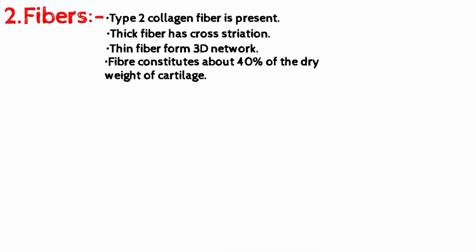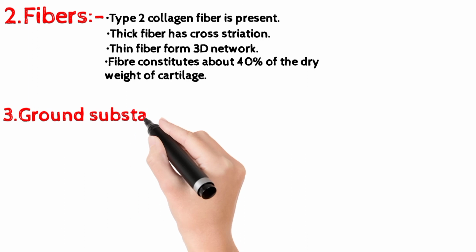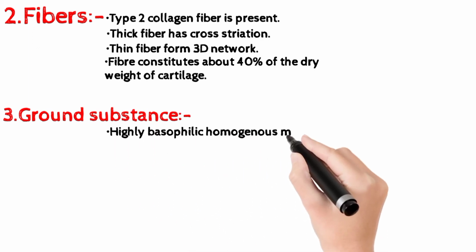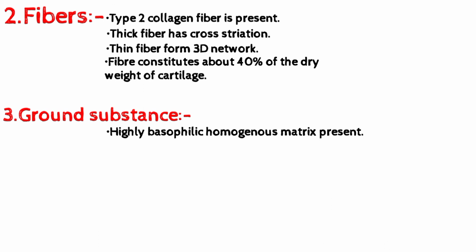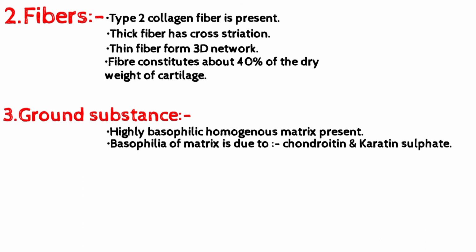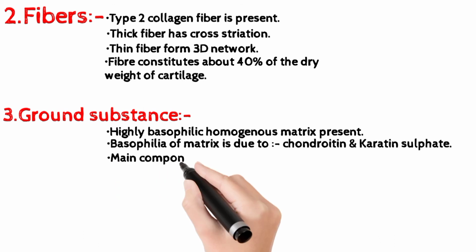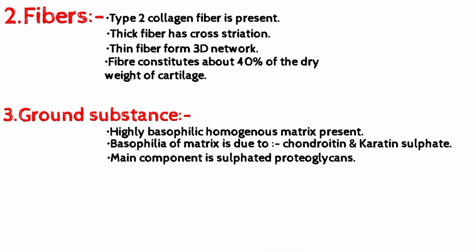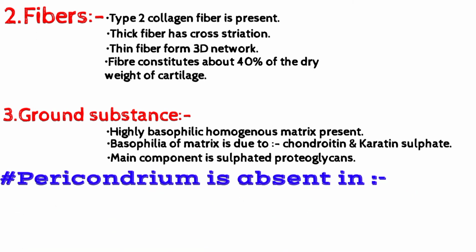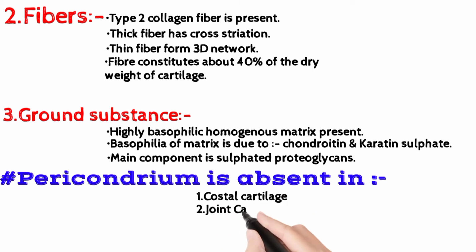Now to the ground substance. The ground substance of hyaline cartilage is a highly basophilic homogeneous matrix. Basophilia of the matrix is due to chondroitin and keratan sulfate. The main component is sulfated proteoglycans. Let's look at an important point: the places where cartilage perichondrium is absent, that is costal cartilage, joint cavity, and epiphyseal plate.